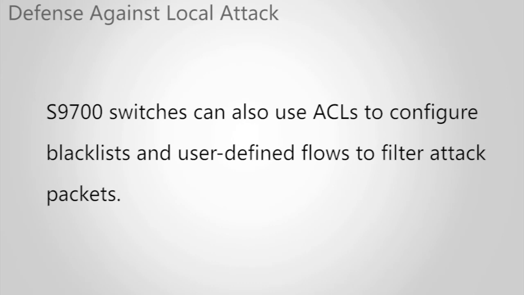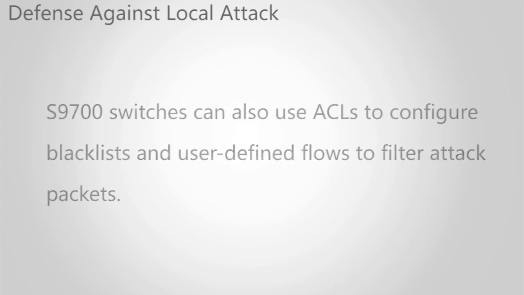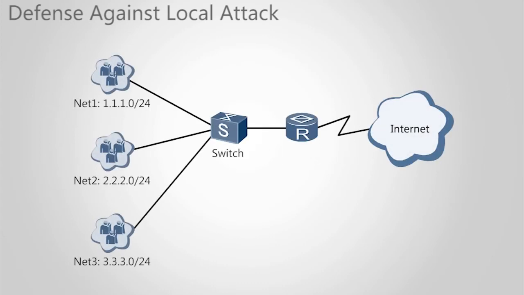S9700 switches can also use ACLs to configure blacklists and user-defined flows to filter attack packets. This figure shows LAN users connected to the internet through a switch and a router. The switch is connected to multiple users and receives many packets sent to the CPU. It is possible some of these are attack packets. If administrators find that Net1 users often launch attacks, they can add these attackers to a blacklist to prevent them from accessing the network. If administrators discover that falsified ARP request packets are attacking the CPU, they can set a rate limit for ARP request packets sent to the CPU.